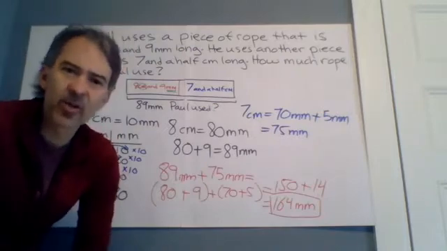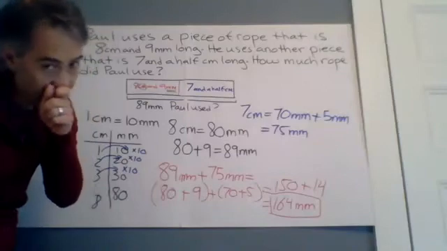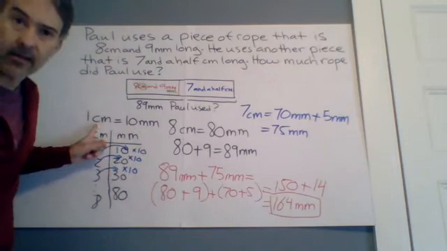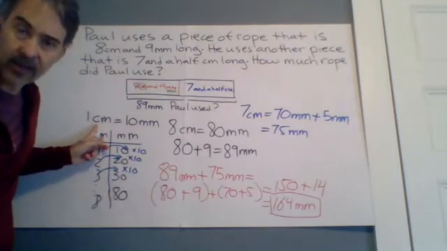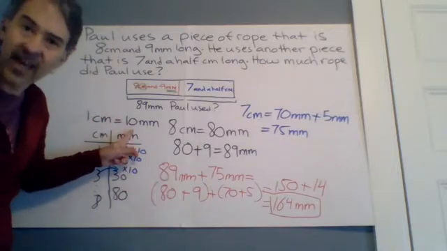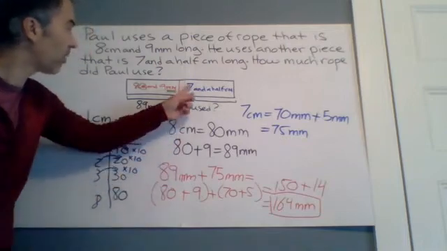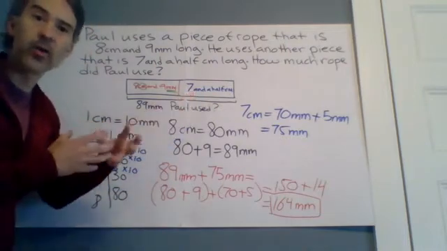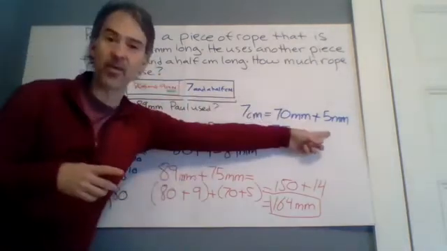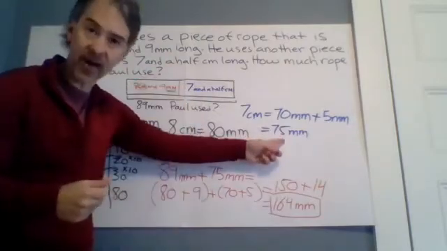So how many millimeters are in a half a centimeter? Well, I know 10 millimeters equals 1 centimeter. So if I want half a centimeter, what's half of 10 millimeters? 5. So I know that for this second piece, Paul used 70 millimeters plus another 5 millimeters to get a total length of that piece, 75 millimeters.